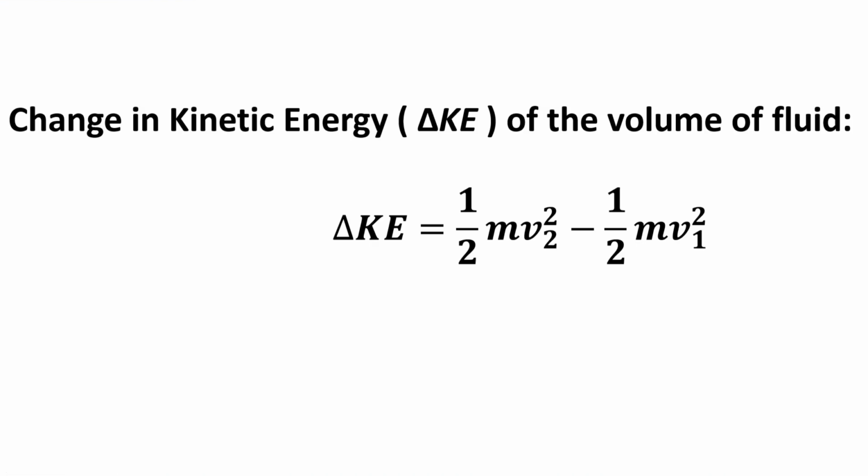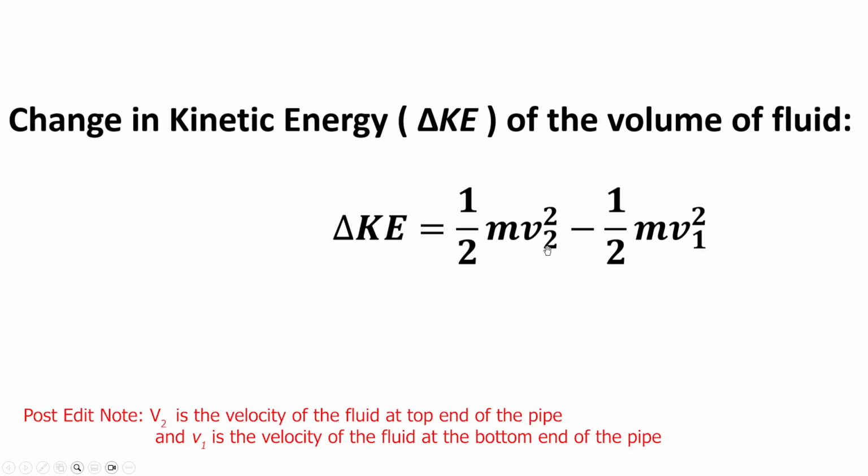The change in kinetic energy of the fluid is given by the equation delta kinetic energy equal to half m v squared subscript 2 minus half m v squared subscript 1, where m is the mass of the fluid, v2 is the liquid velocity at the lower end of the pipe, and v1 is the liquid velocity at the top end of the pipe.